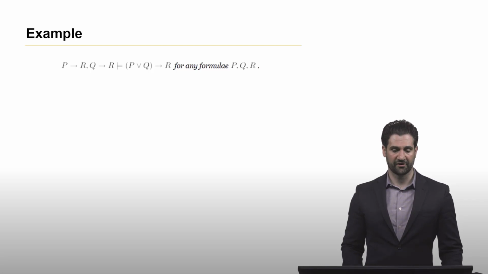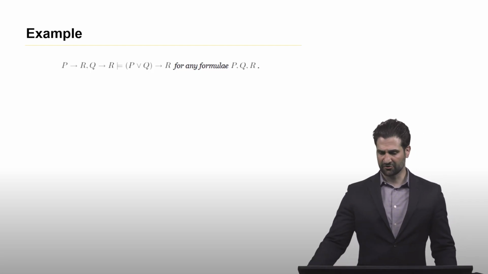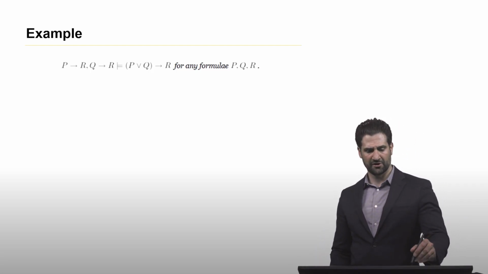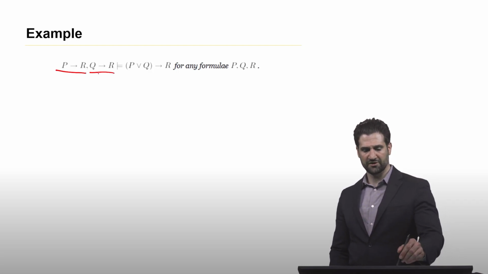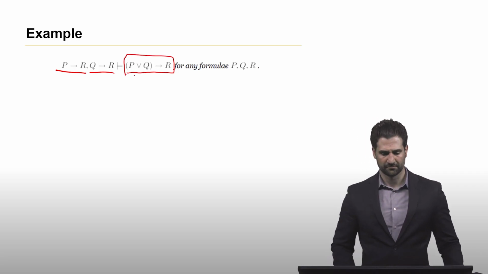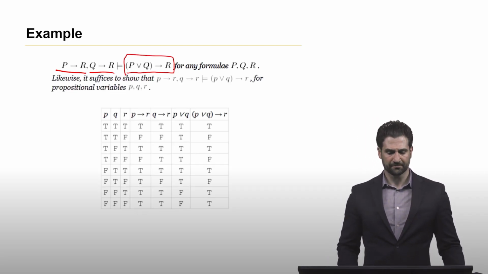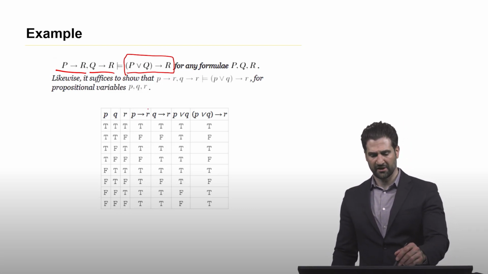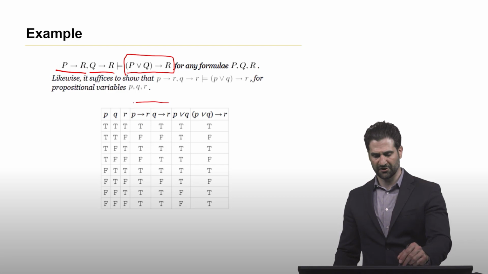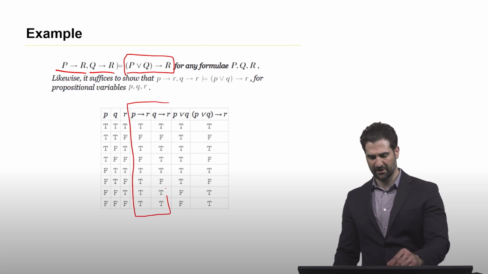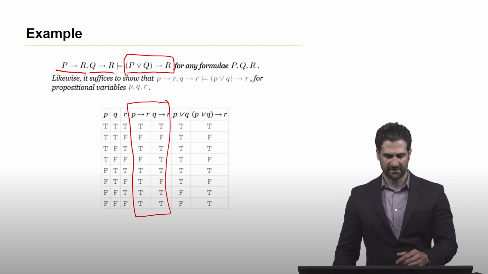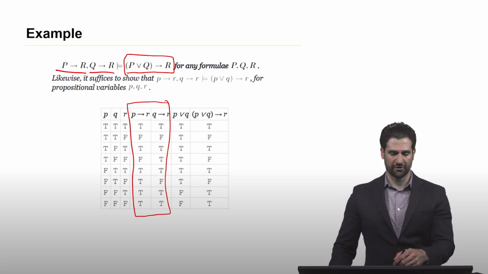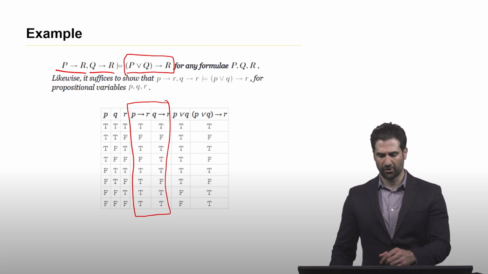So let's give a quick example. We have two formulas in the assumptions, P then R and Q then R. And we want to check P or Q then R. So here's the associated truth table. We have columns for the two assumptions, P then R and Q then R. And then we have an extra column there, working through the query.